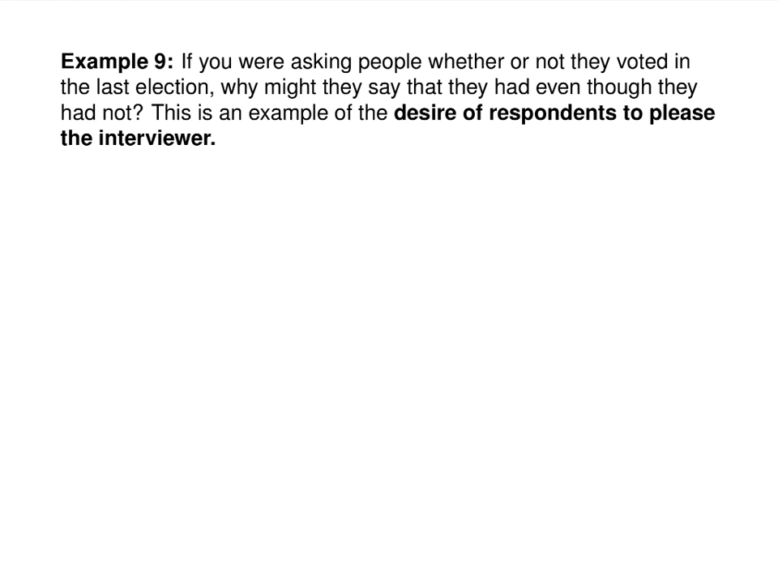Another thing that can go wrong is, especially if you ask people questions that deal with behaviors that are socially unacceptable, you can get people that lie or misrepresent how much they do. A good example is voting. If you ask people whether or not they voted in the last election, to their face, not through a computer where you can't see who they are, why might they say that they had even though they had not? Guilty? Yeah, they feel guilty.